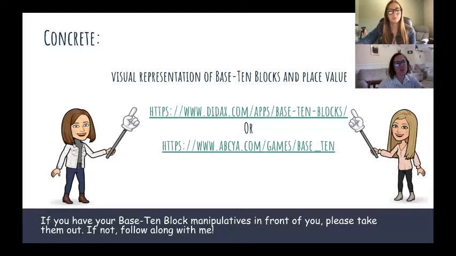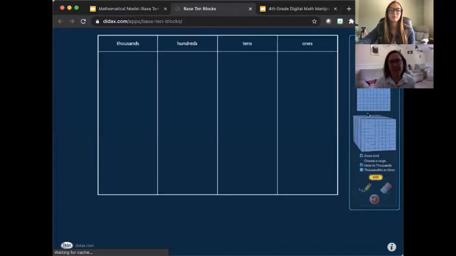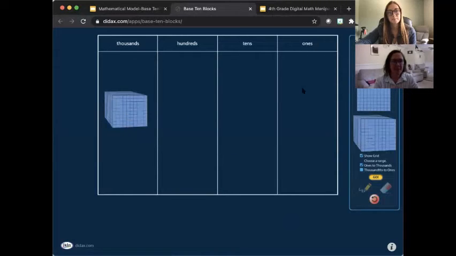All right, so this is the concrete phase. I'm going to show you a visual representation of the base 10 blocks first and the place value. On the first link, we're going to click that, and you're going to see the grid. So here's your place value. You have thousands, hundreds, tens, and ones. And then you can see you have the base 10 blocks on the side, so you can play around with them. You would start with thousands, then you go to hundreds, and tens, and ones.